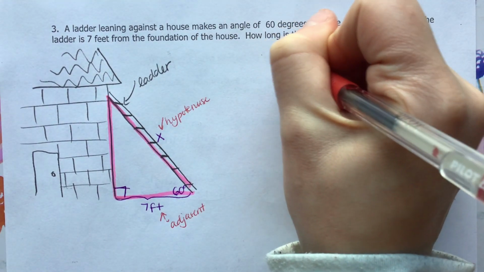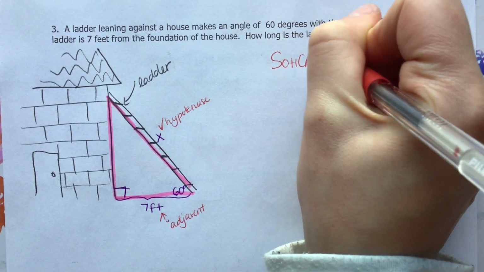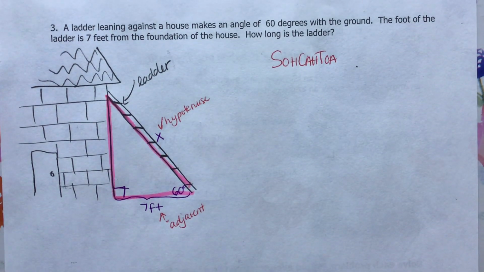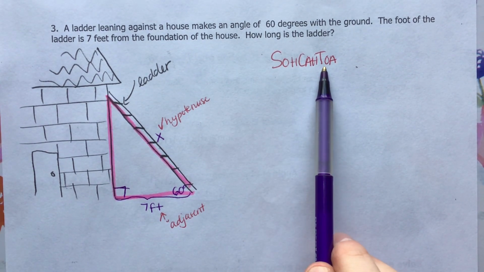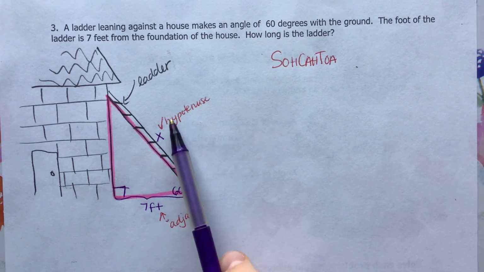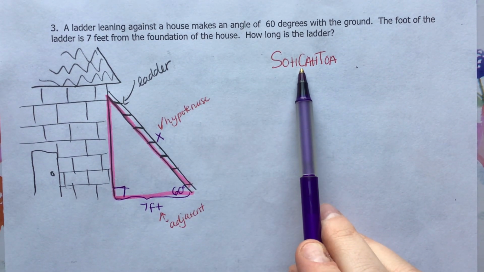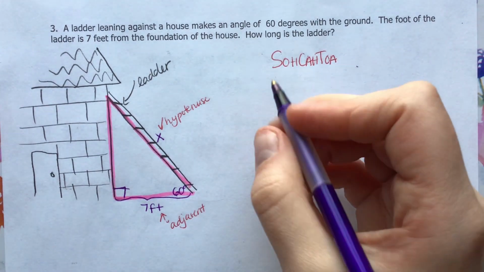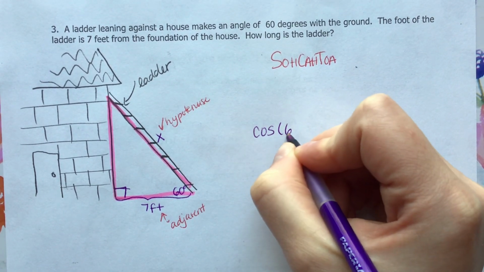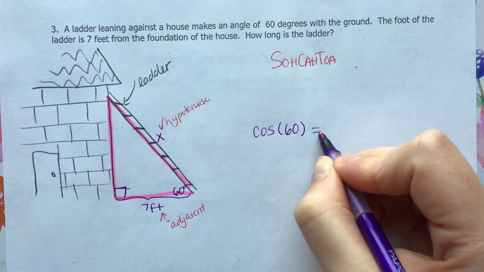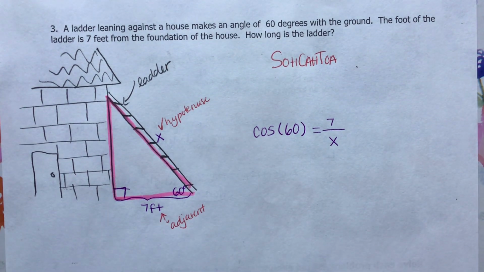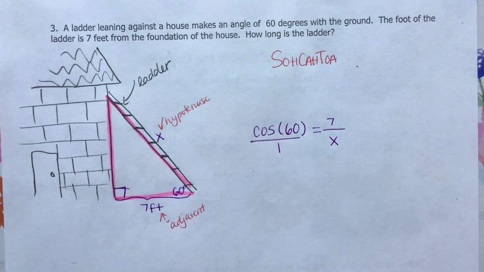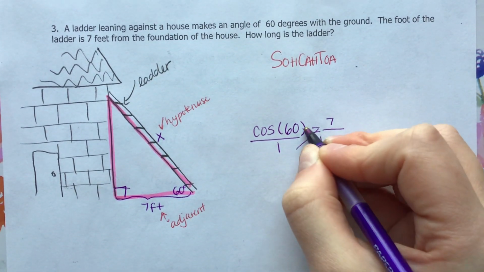If I write out SOHCAHTOA, I then ask myself, what function am I going to use? Am I going to use sine, cosine, or tangent? Well, which one uses the adjacent and the hypotenuse side? It's going to be cosine. So I'm going to say the cosine of 60 is equal to adjacent 7 over hypotenuse x. Now it's time for me to isolate the x. So I'm going to put that over 1 and then cross multiply.